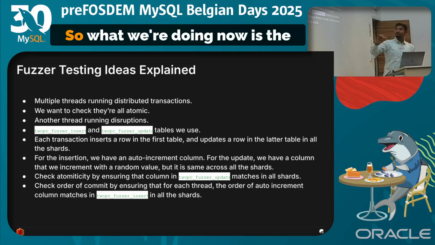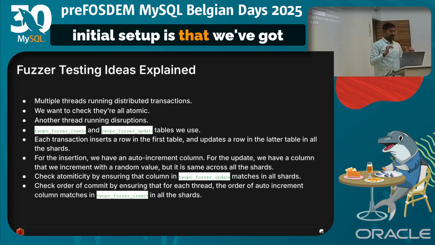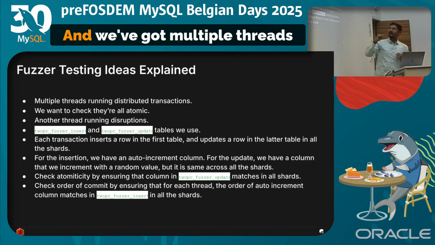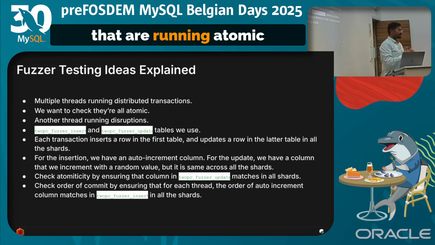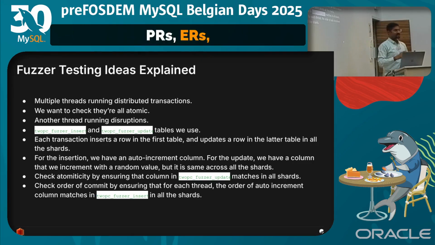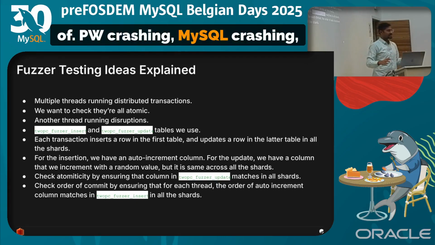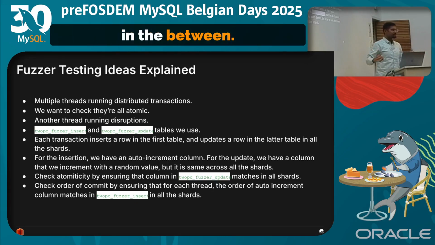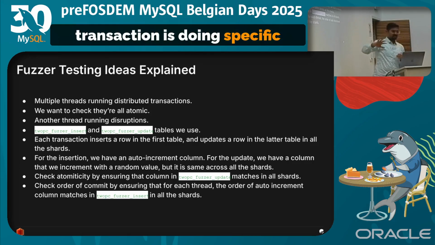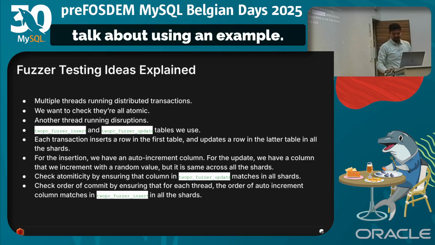So the initial setup is that we've got 3 shards and we've got 2 tables, an insert and an update table. We've got multiple threads that are running atomic distributed transactions and another thread that is running disruptions. All the disruptions that we talked about, we've coded them all up: PRS, ERS, anything that you could think of, be it a tablet crashing, MySQL going read-only in between. So all of that, and then each transaction is doing a specific type of write that I'll talk about using an example.